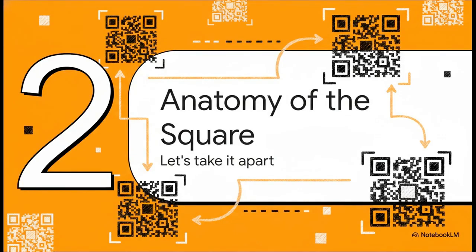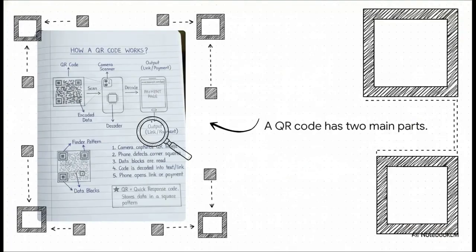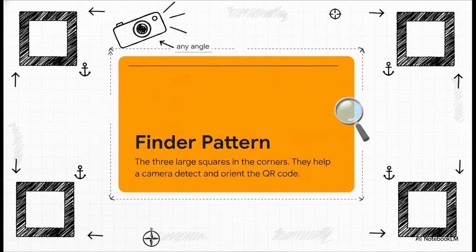Okay, so let's get into the anatomy of this square itself. We're going to take it apart. How is all that information actually structured in there? What's so cool is that the code isn't random at all. It's a highly organized map, really, and it's built with two very important components, something called the finder pattern and the data blocks. So first up, you've got the finder pattern.